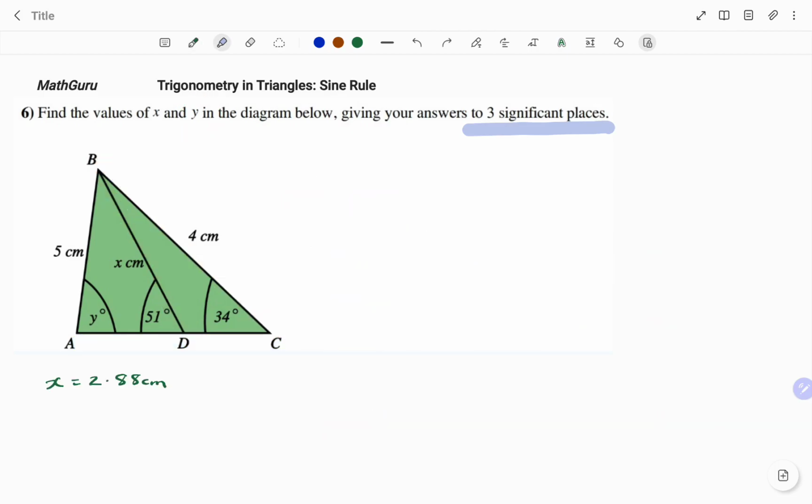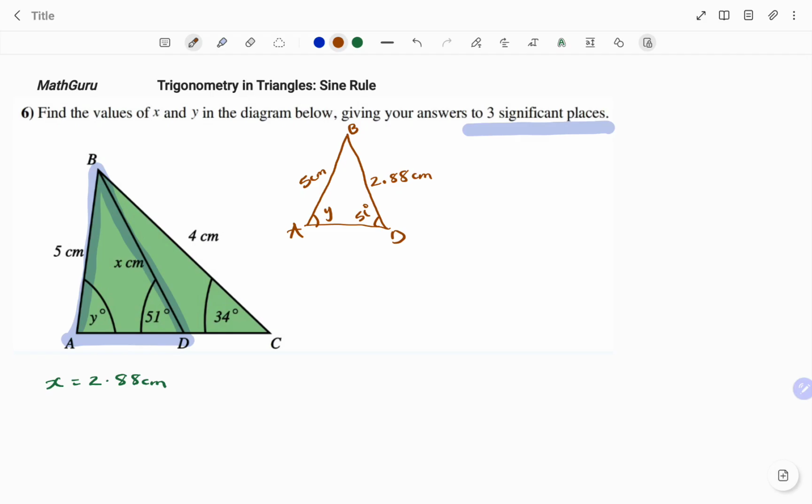So in order to find y, I'm going to use the diagram ABD as shown and draw a rough sketch of ABD. I know the value of x, that's 2.88 centimeters. The angle at D is 51 degrees. Then I have y, which is the angle I'm looking for, that's at A. I have the line BA, 5 centimeters, and then I have B.